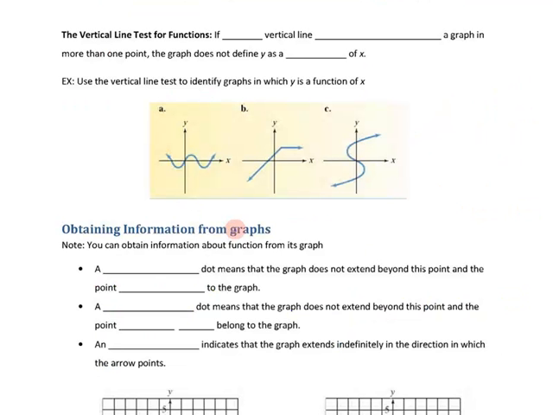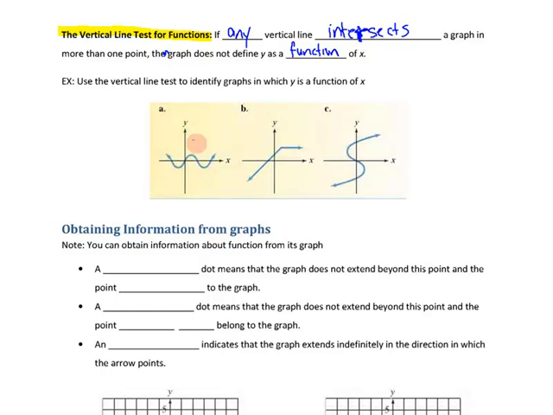Let me restate that formally, and we'll call this the vertical line test for functions. It says the following: if any vertical line intersects the graph in more than one point, then the graph does not define y as a function of x. So if it hits it more than once anywhere you draw a vertical line, then it's not a function. What you have to have for a function is that no matter where you draw a vertical line, it only hits it once.